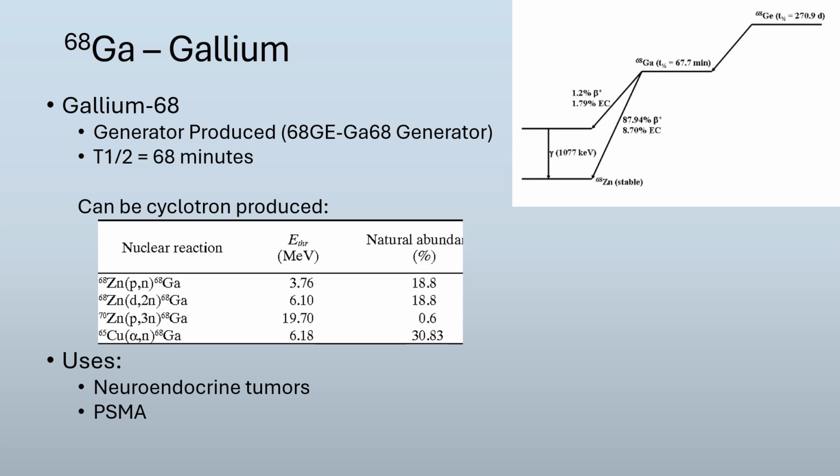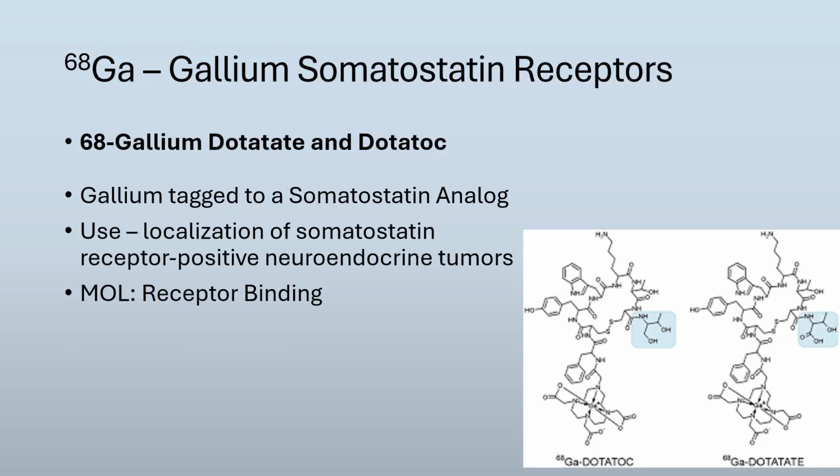It decays by positron, and so it decays down to the left because it's becoming the element to the left of it on the periodic table. And then gallium-68 is going to decay by beta positive and electron capture, and it decays down to stable zinc. Gallium-68 is used for imaging neuroendocrine tumors and PSMA for prostate cancer.